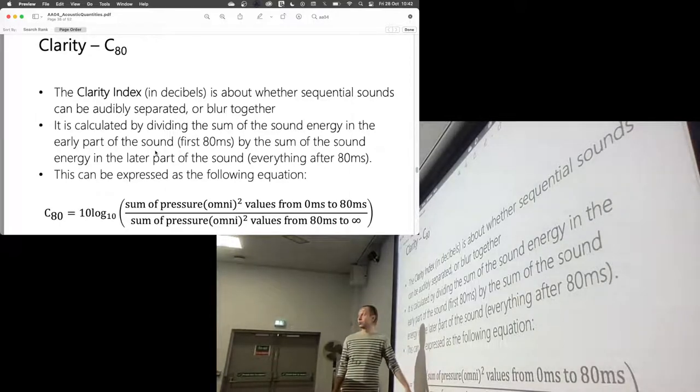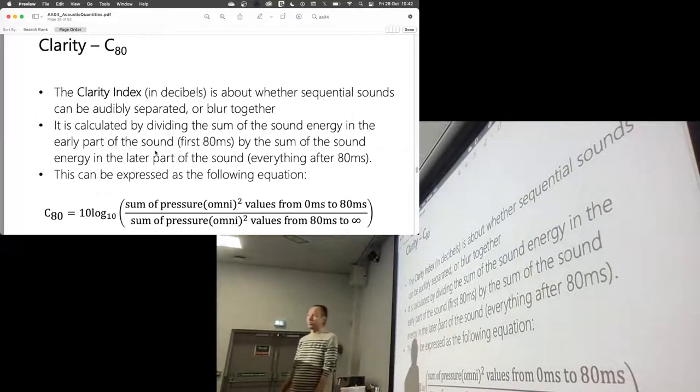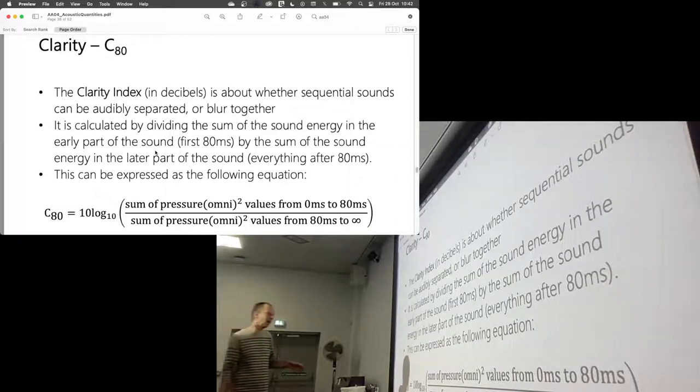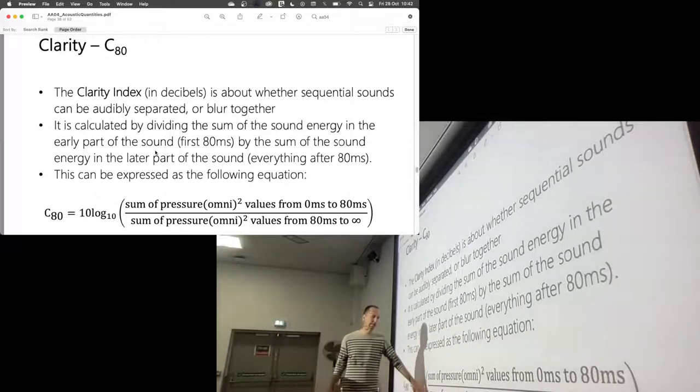and the late level, okay? And one over the other. So essentially, it tells us how much of the reflections arrive within 80 milliseconds and how much of the reflections arrive later. That's experimentally found to be about right for human perception. Okay, in the case of music. In the case of speech, it is 50 milliseconds.